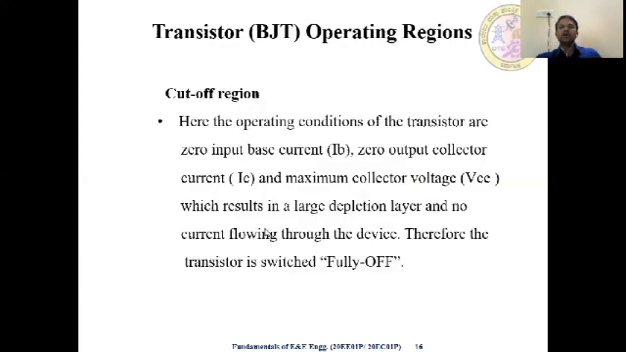Cutoff region. Here the operating conditions of the transistor are zero input base current, zero output collector current, and the maximum collector voltage, which results in a large depletion area and no current flowing through the device. Therefore, the transistor is fully switched off.